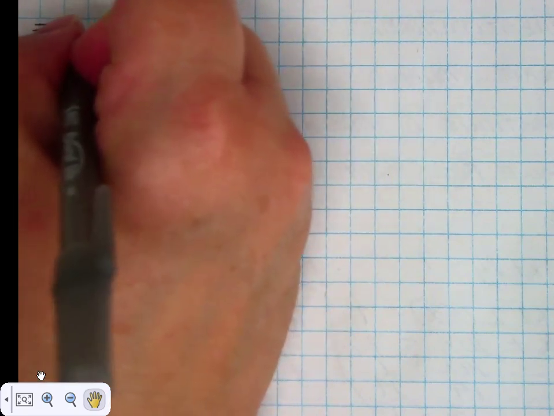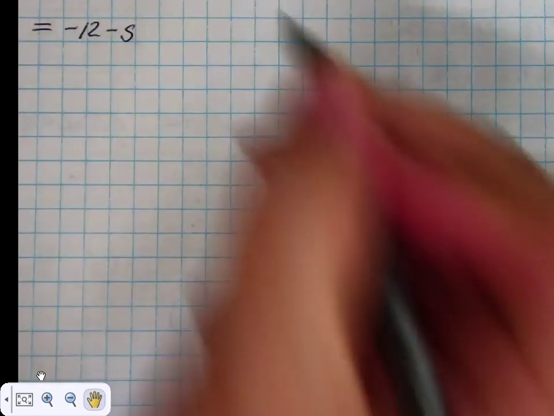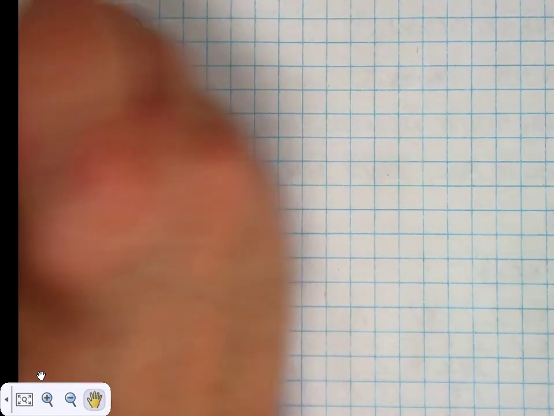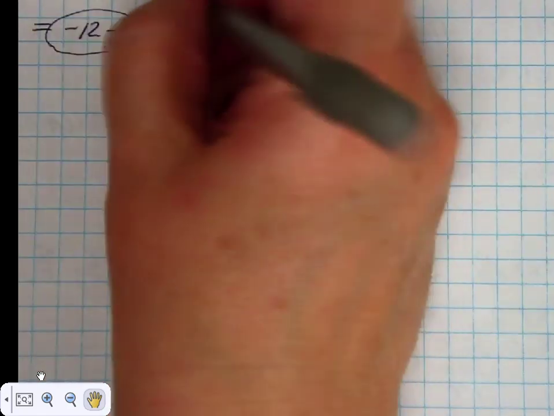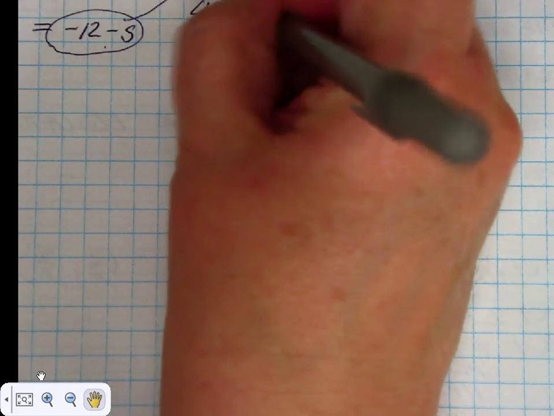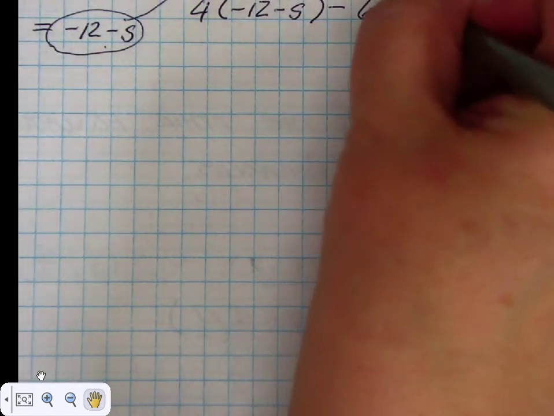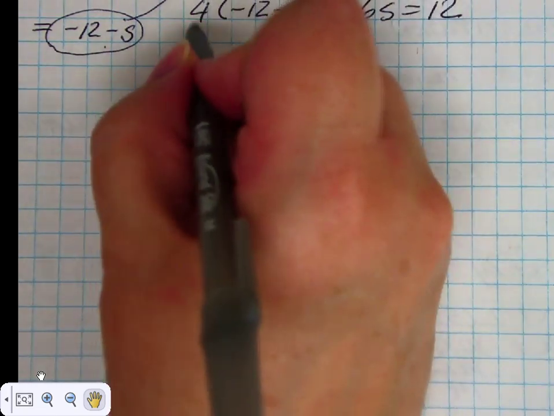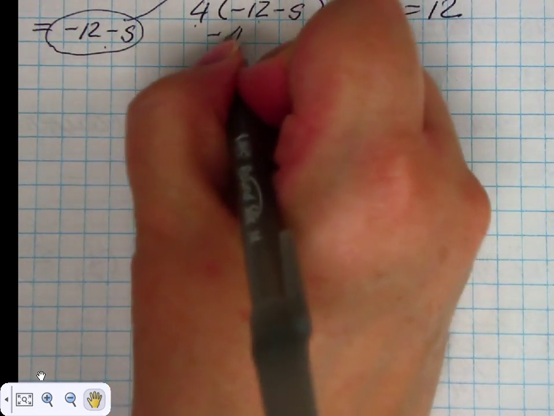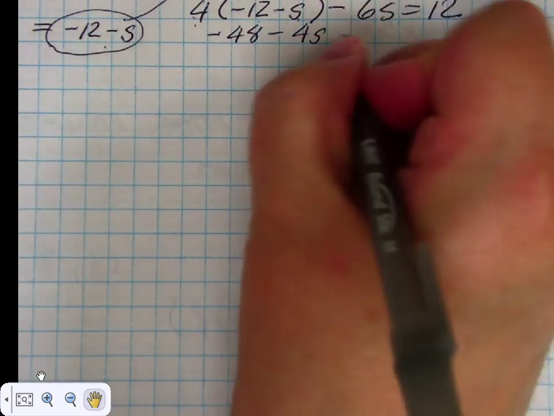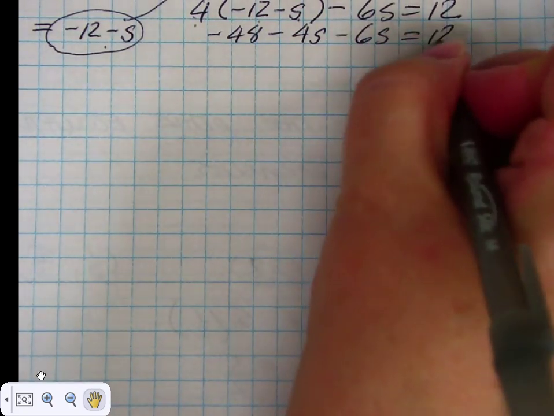So I'm going to say r is equal to negative 12 minus s. Remember, that's an s, not a 5. So now I'm going to take and circle this. R is equal to this, so I'm going to put it where I see my R. I'm going to say 4 times negative 12 minus s minus 6s is equal to 12. So 4 times negative 12 is negative 48. 4 times negative s is negative 4s. Minus 6s is equal to 12.